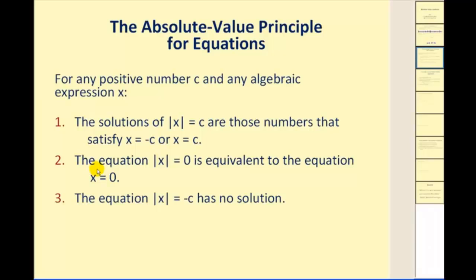There are two other cases. If we have the absolute value of x equal to 0, this is equivalent to the equation x equals 0 because we know positive 0 and negative 0 results in 0. And the last case is when we have the absolute value of x equal to negative c, and this has no solution because we should know now that the absolute value means a distance, and distance can never be negative.